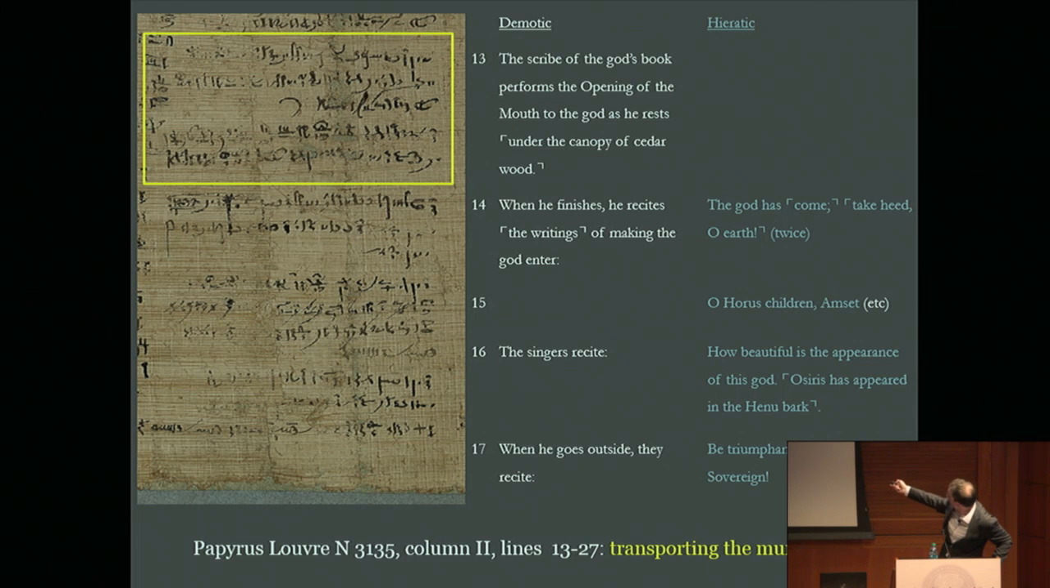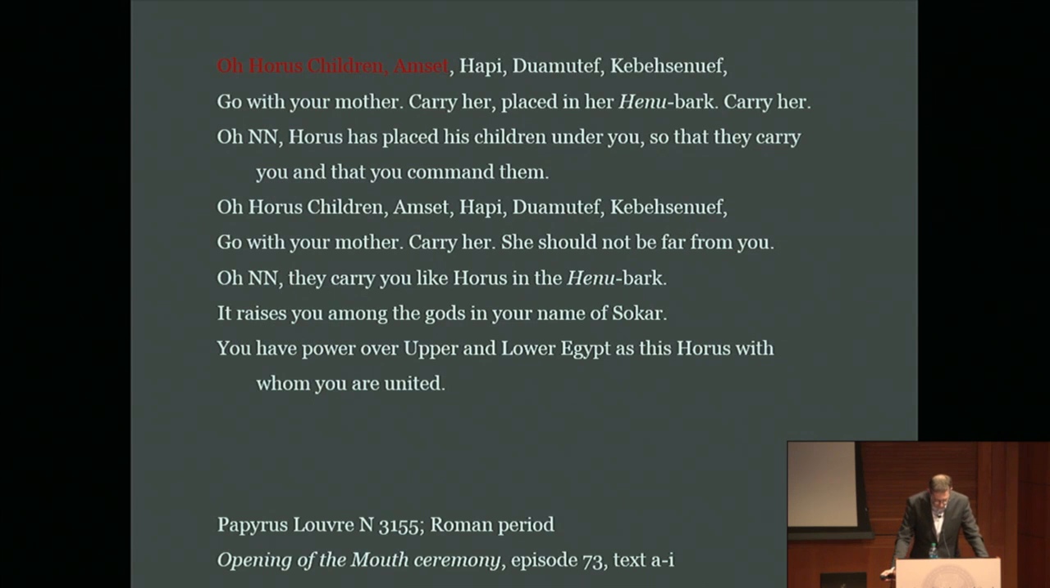And then, O Horus children, Amset. And then we get this funny sign over there. It took me quite a while to figure out how to decipher this, what it is. But it must mean etc. And he used it a few times. For example, in this particular case, the scribe wrote only the first 2 words of incantation 73 of the so-called opening of the mouth ritual, which I give you here in translation.